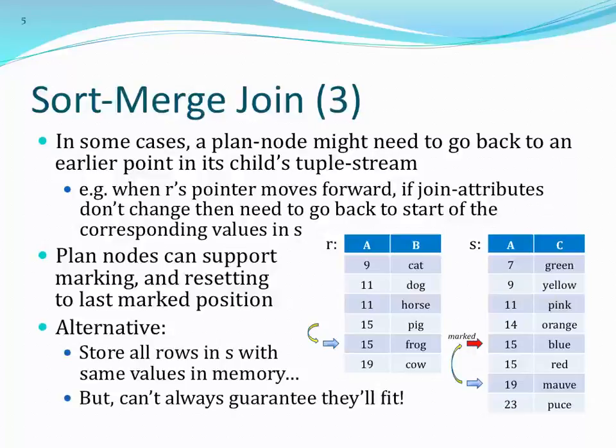The alternative, of course, is as you're traversing these things, you try to store them in memory. You cache them in memory. But you can't guarantee that. What if S was 1 billion records and every one of S's rows had 15 as the value? Well, then you're starting to run into some challenges. So the easy way to deal with this problem is to just support marking and resetting to a particular marker point in the plan nodes, and then it becomes easy to handle this kind of situation.